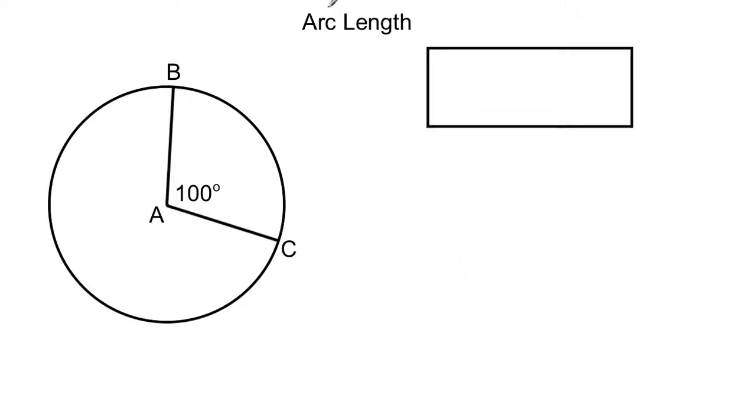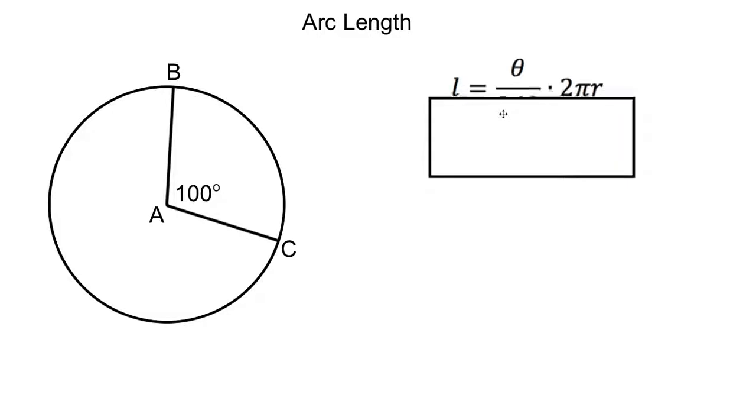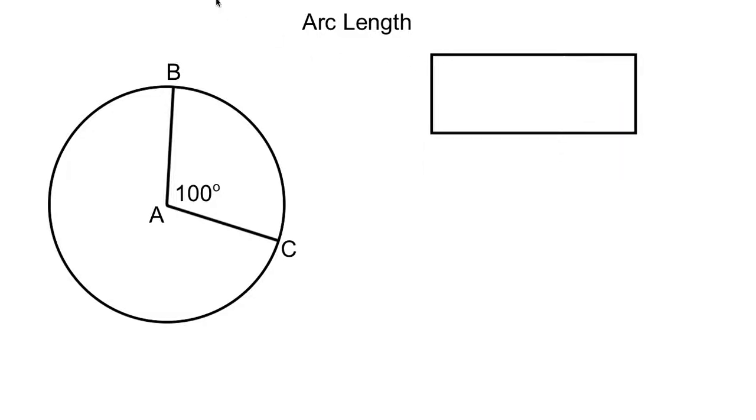So we want to find arc length. So I think under here I have a formula. I do. So if I have this angle degree in here, and I want to find out the length of this arc, well, don't forget that the circumference of a circle is 2 pi r. So whatever the radius of the circle is, I take that and multiply it by 2 pi.